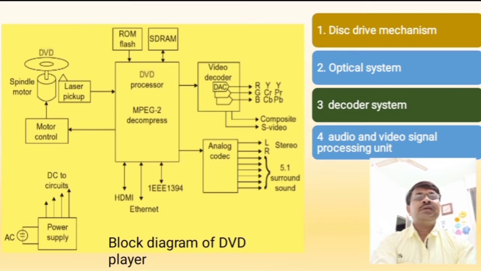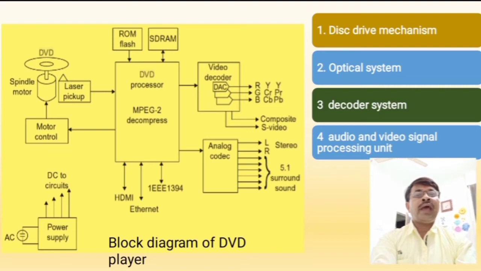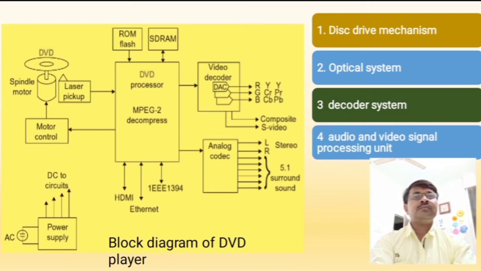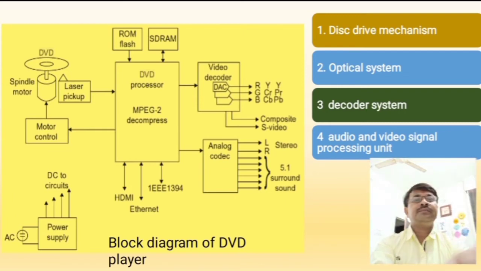An important question is asked on this topic, and the topic is block diagram of DVD player. So the block diagram of DVD player is divided into the following important parts. First is disk drive mechanism. Here the disk drive mechanism is shown. Disk drive mechanism requires a motor, that is spindle motor, that can rotate the disks with speed from 200 to 500 rpm.